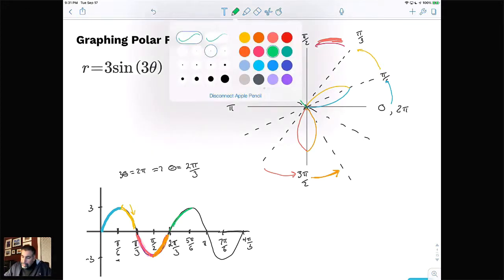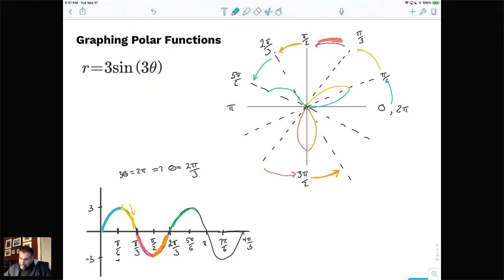And now I'm just going to do this next piece from 5 pi over 6 to pi, which again, you can see that it's positive. So we're going to rotate through that little wedge. And we're going to start with a radius of 3 and get pulled back into 0. So that's going to get pulled back right into there.